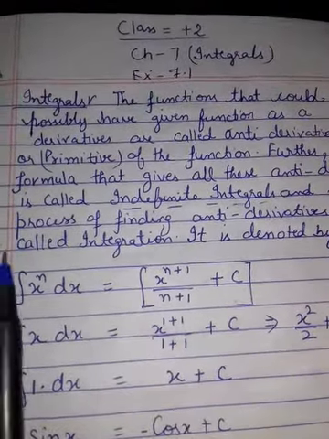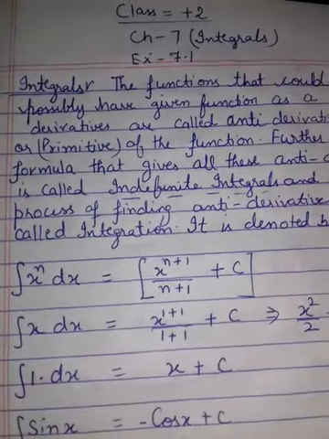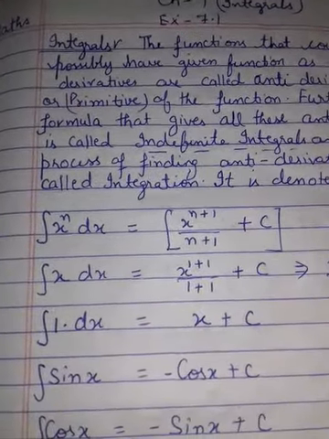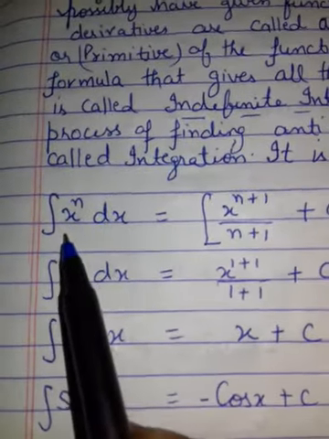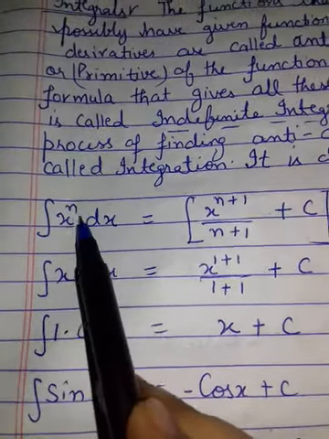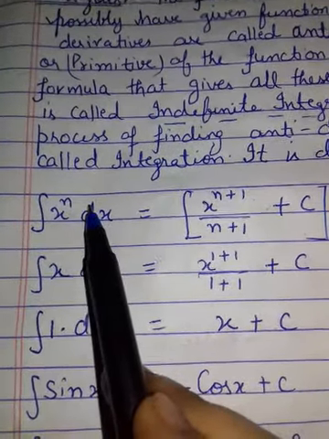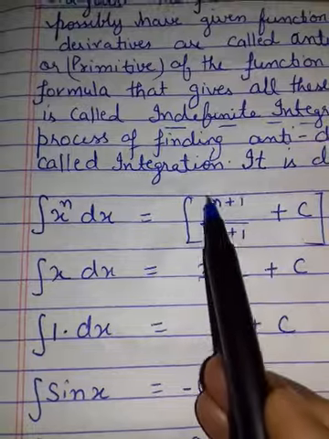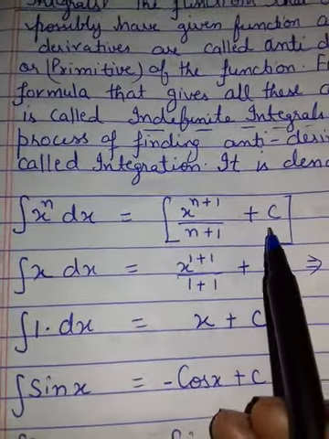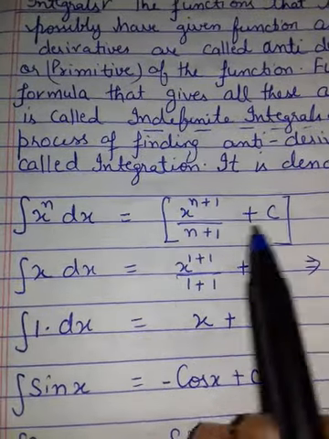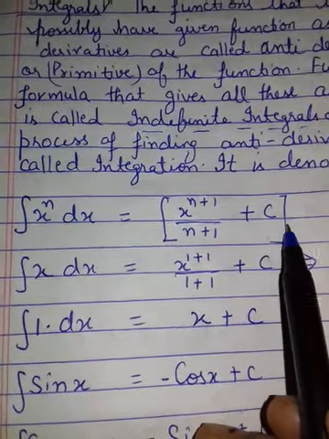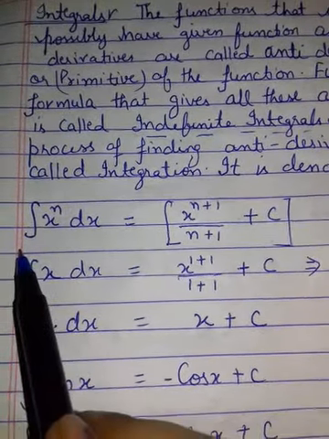Now these are some results that we will use in chapter 7. Remember them. Firstly, the integral of x raised to power n dx: any power will be here, you will add 1 to it always, and take the same power as the denominator also, plus c. C is any constant. In integration you will always add c after integrating, then the integral sign will be removed.